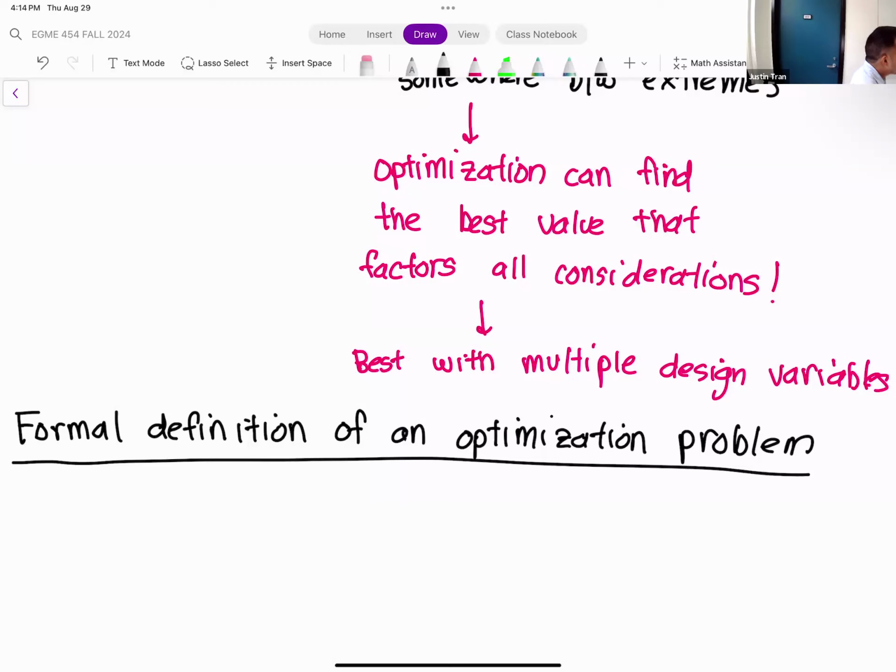Like I mentioned on Tuesday, in this class we're going to be using optimization in an engineering context, but optimization really has its roots in applied math, right? And so a lot of the definitions and a lot of the terms are going to be from math.